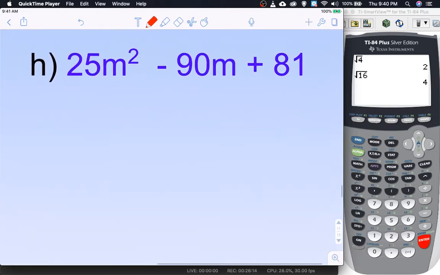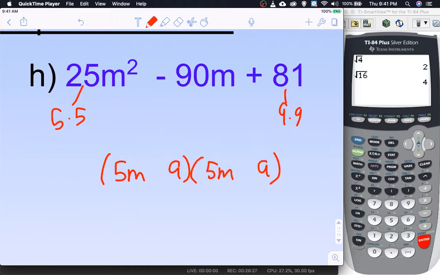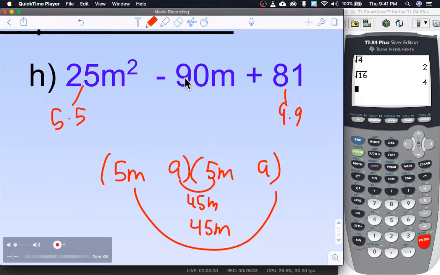Letter H. Both are perfect squares. 9 times 9, 5 times 5. So I would try 5m and 9. There's a 45m and another one. To get a negative 90, these would both need to be minuses.